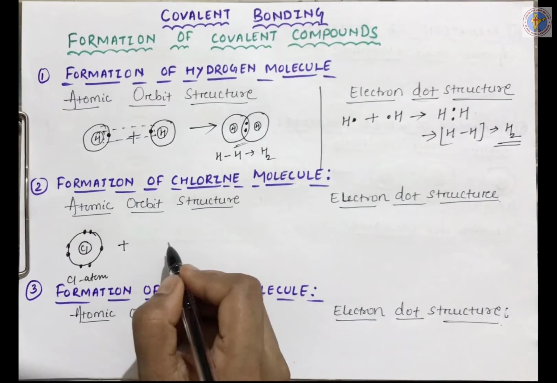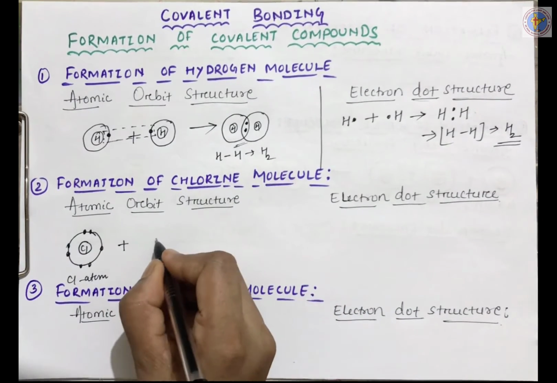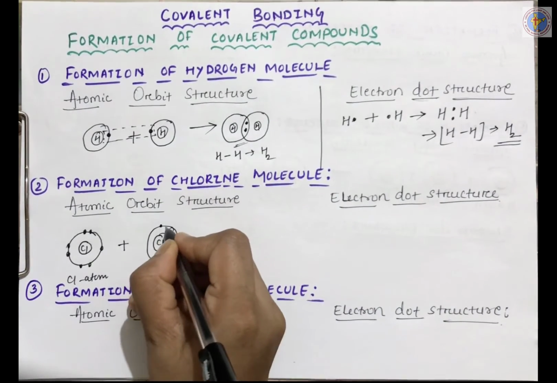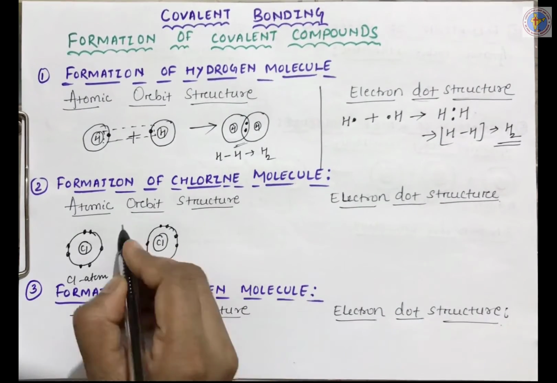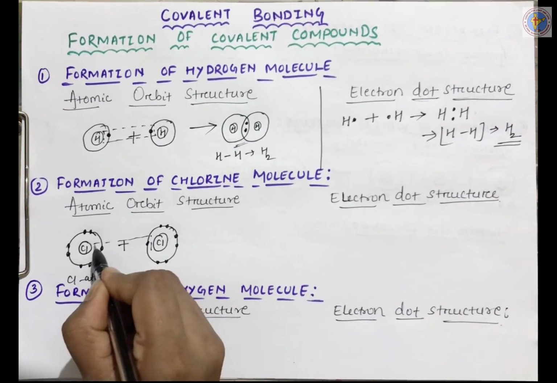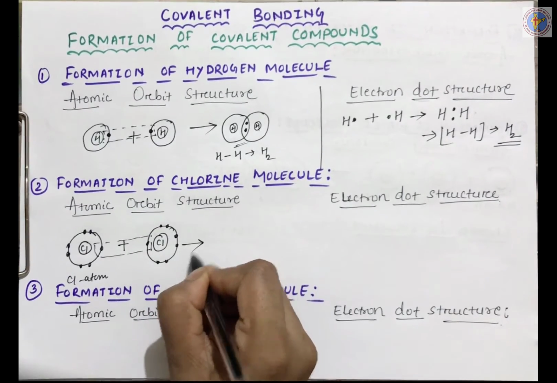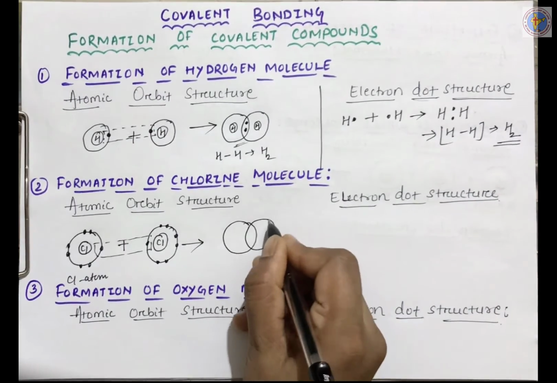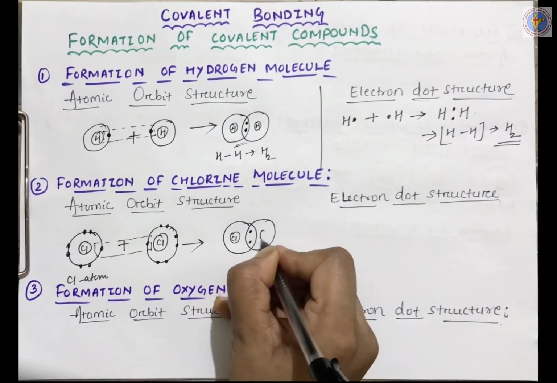We are learning the chlorine molecule, so here also we are going to take 2 chlorine atoms. So this is your chlorine. As I told you, we have 7 electrons in the outermost shell of chlorine, so we are going to have the bonding between these two. After combination we will get like this. So this is chlorine, this is chlorine.